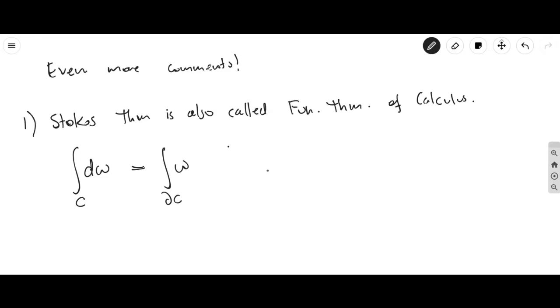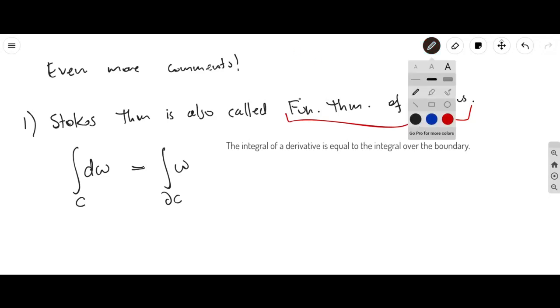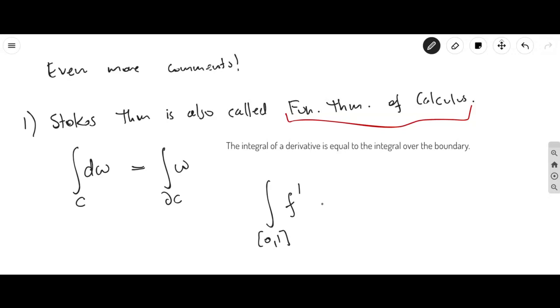And when you write it in words, what you're saying is the integral of a derivative is equal to the integral over the boundary. That's what it says. And some people call this the fundamental theorem of calculus. If you look at the classical fundamental theorem of calculus that you first learned, it would say that if you integrate on an interval, let's say for simplicity from 0 to 1, but it could be any closed interval, and we're integrating a derivative, then that would be equal to f of 1 minus f of 0. But what is this? This is really the integral of the function without the derivative, so it's just the integral of f.